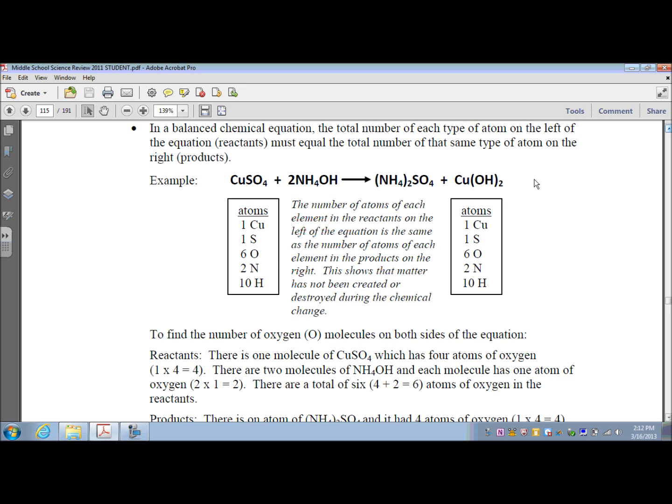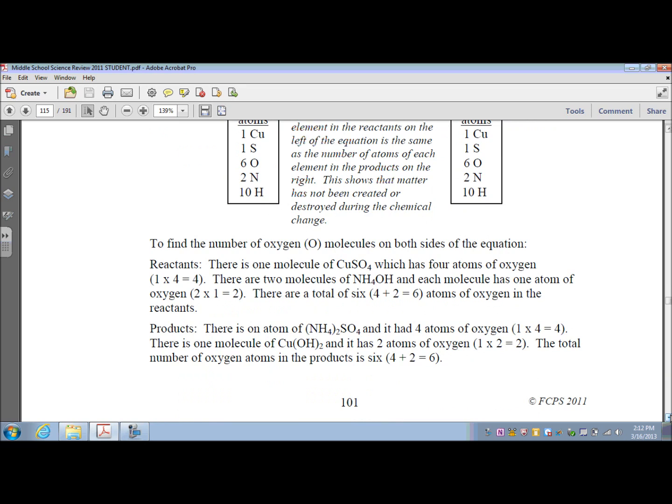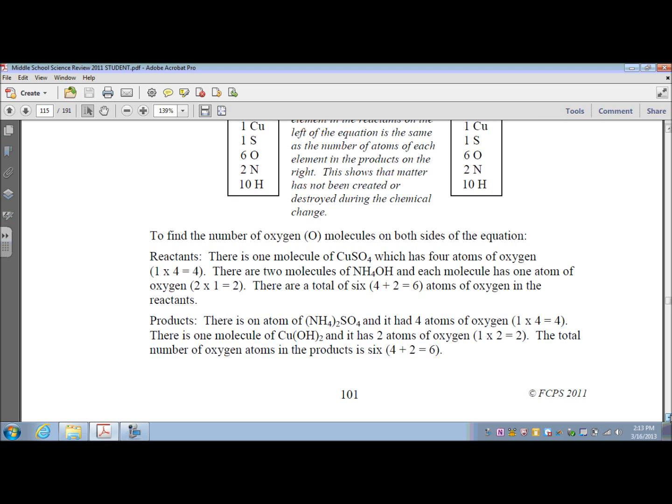On the product side, we see that there are 4 oxygens here. And once again, this 2 is distributed inside of the parentheses. So 2 go to the oxygen, 2 go to the hydrogen. So there are 2 oxygens here, 4 here, so when added together, they equal a total of 6. Products: there is 1 molecule of (NH4)2SO4, and it has 4 atoms of oxygen. There is 1 molecule of Cu(OH)2, and it has 2 atoms of oxygen. The total number of oxygen atoms in the products is 6.